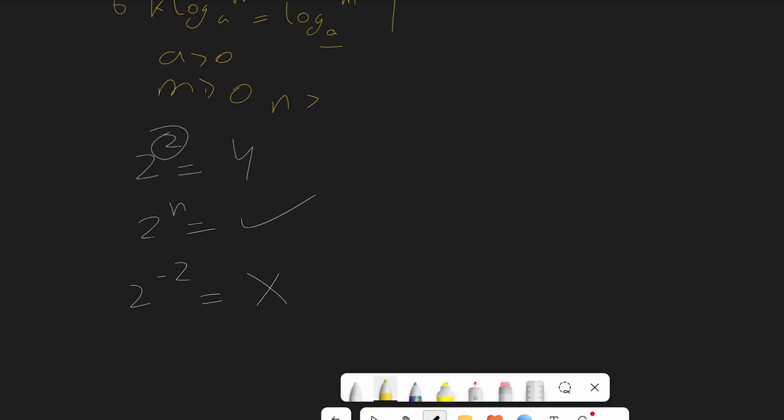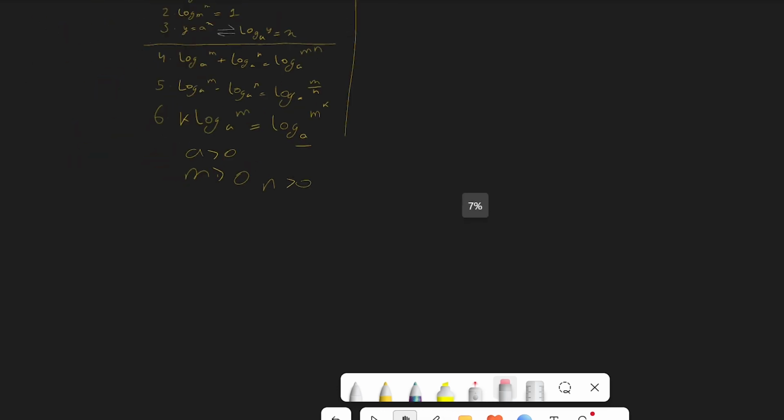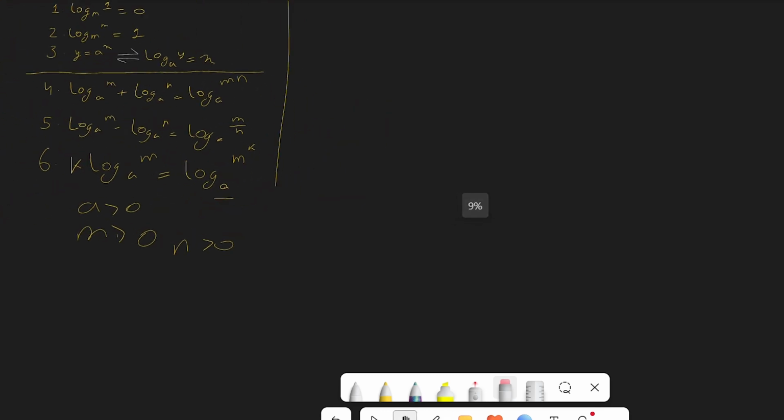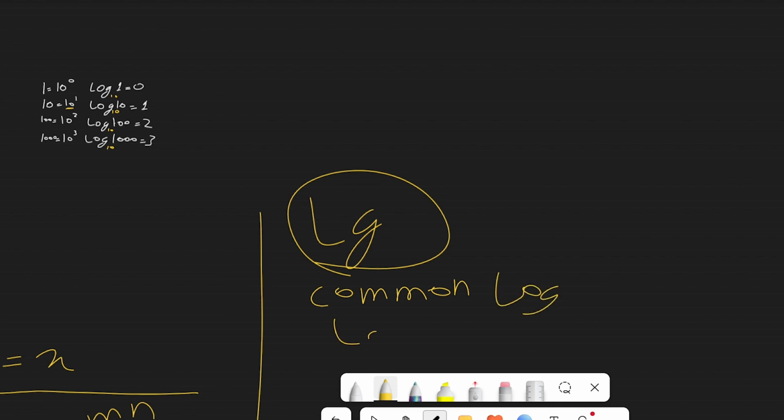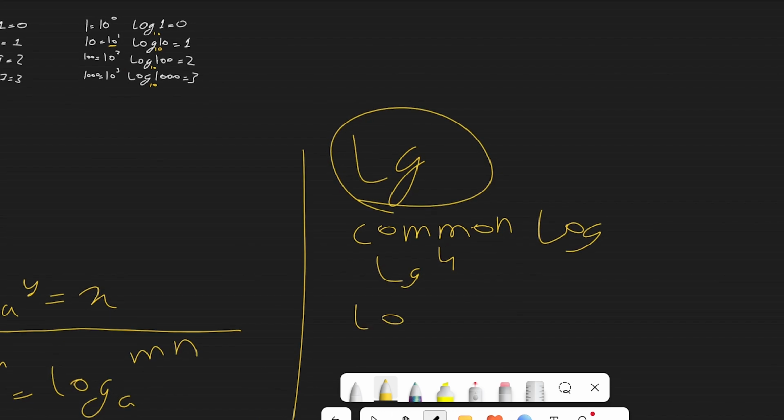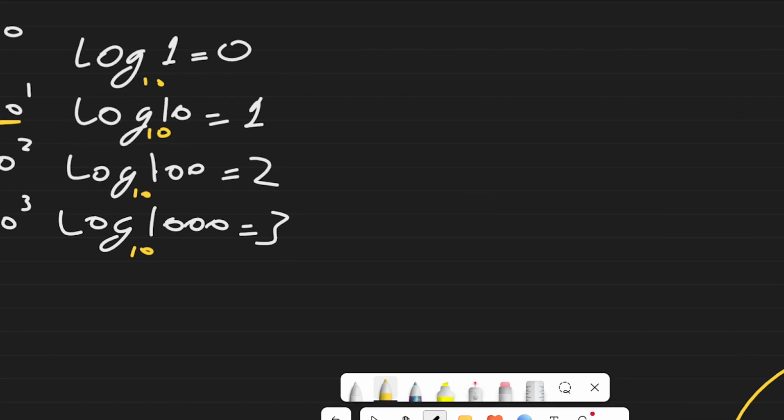Another very small thing about log is that you'll see LG many times. This LG means common log. When we write LG4, it basically means log of 4 to the base 10. Similarly, we can represent this as LG1000, LG100, LG10, LG1.